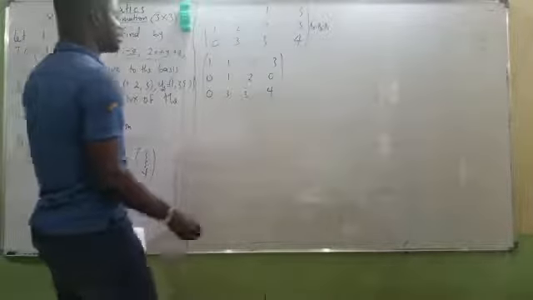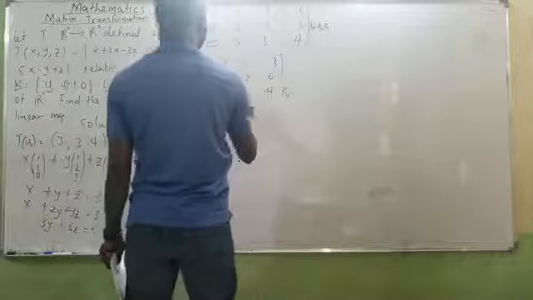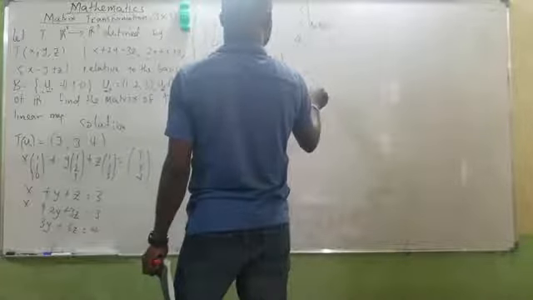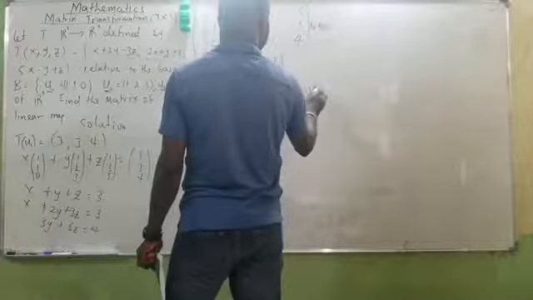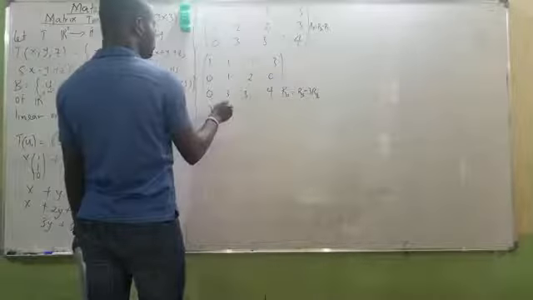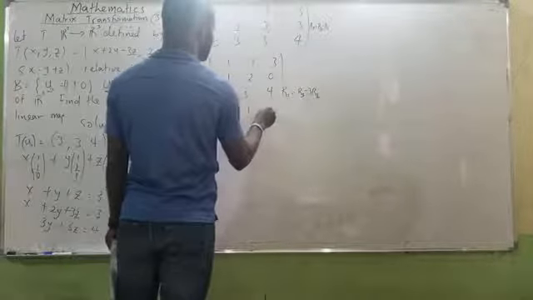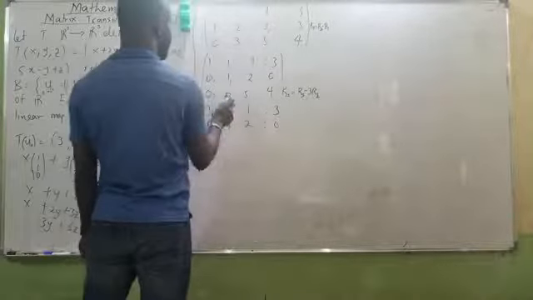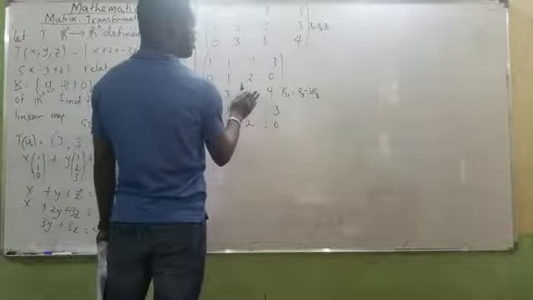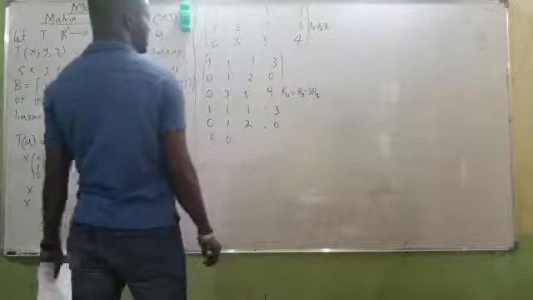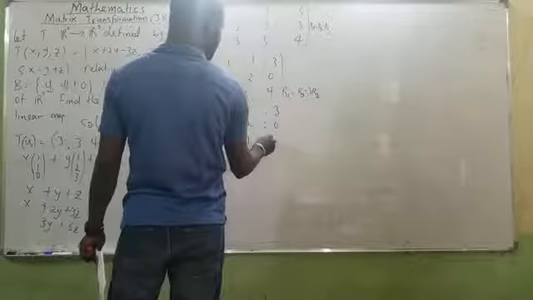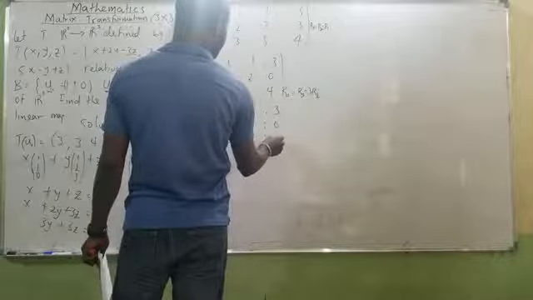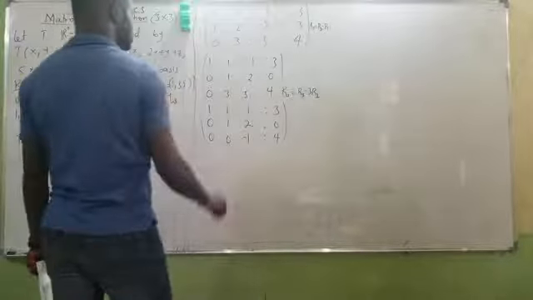Now I can say that my row 3 will be equal to row 3 minus 3 row 2. I mean row 2, rather. So I'll have 1, 1, 1, 3, and here will be 0, 1, 2, 0, and here will be 0, 0, minus 1, and this will be 4. Yes, that is 4. Now, that's what I will be talking about there.